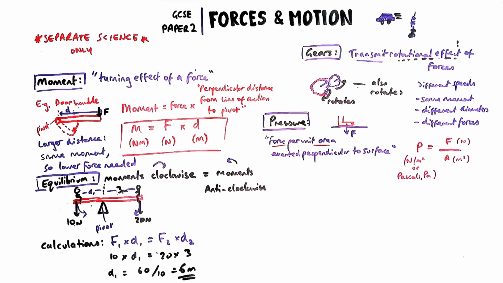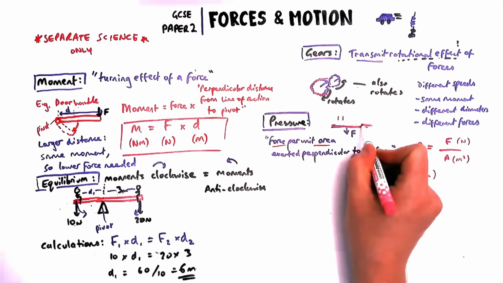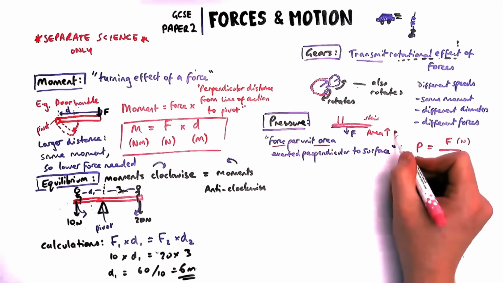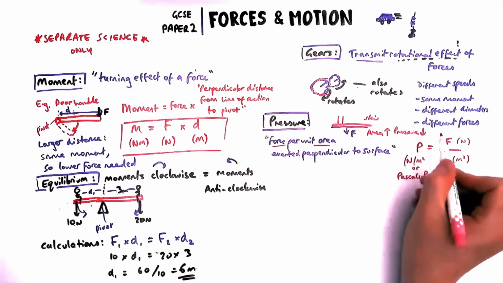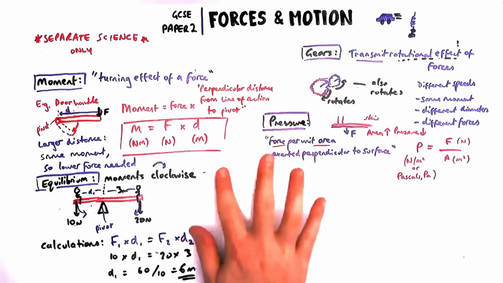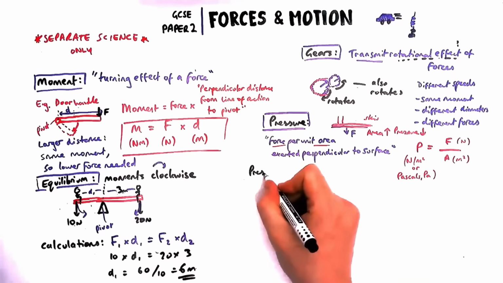If you were to look at skis or snowshoes or something like that, the reason why they're less likely to fall through the snow compared to people's feet is that they have an increase in area. Because area is on the bottom of the fraction, we say it's inversely proportional to pressure, so an increase in area means that pressure goes down, which means they're less likely to fall through the snow.